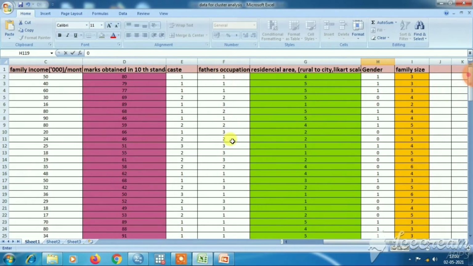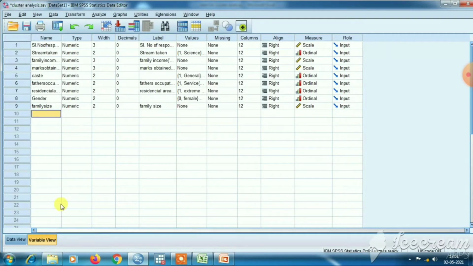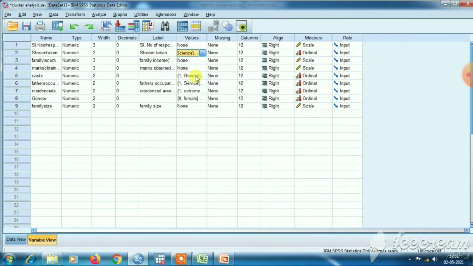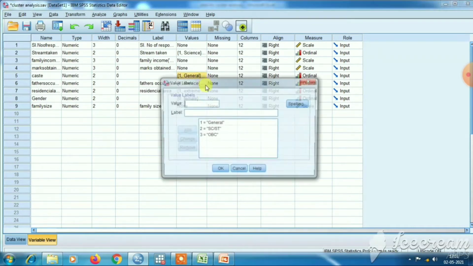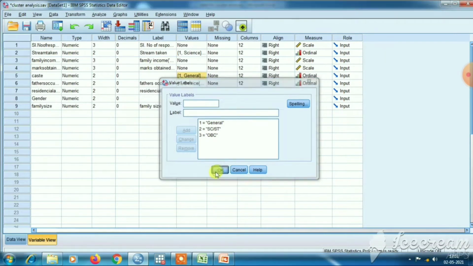Okay, father's occupation is also a qualitative type of variable, caste also. Now after exporting it into SPSS software, this is the variable view. Stream taken is coded in this way: 1 for science, 2 for commerce, 3 for arts. In this way we have classified. Similarly for caste, 1 is general, 2 is SC/ST and 3 is OBC.